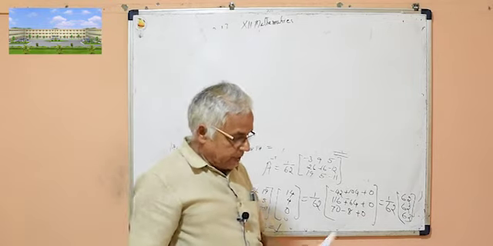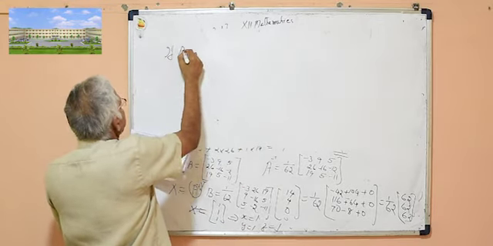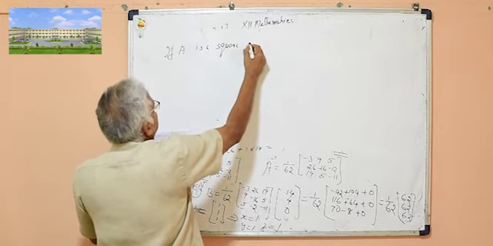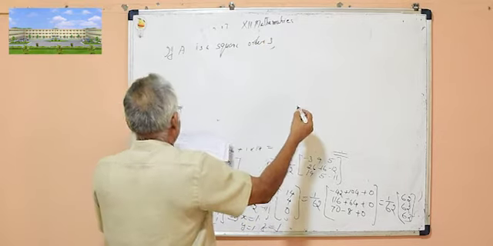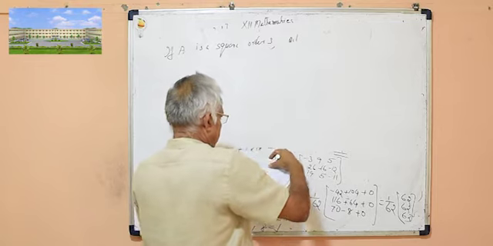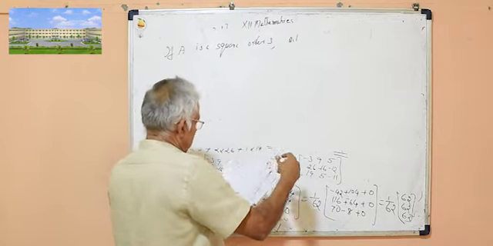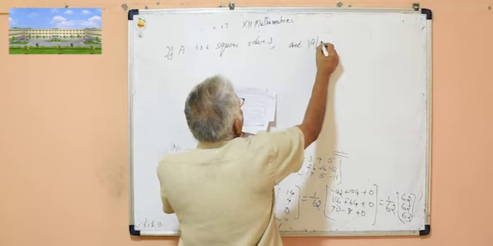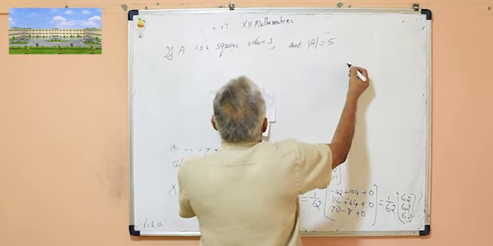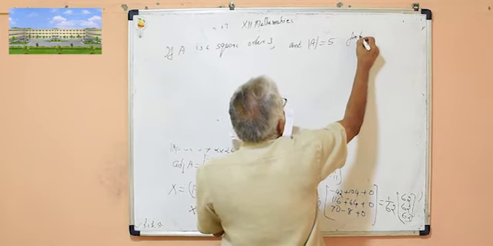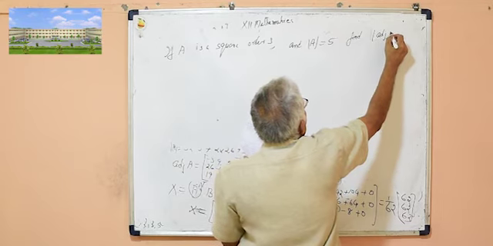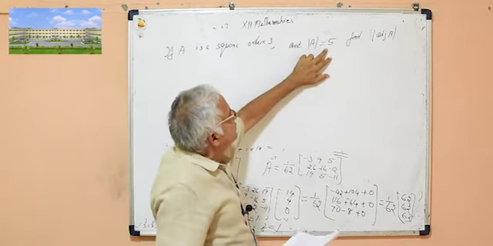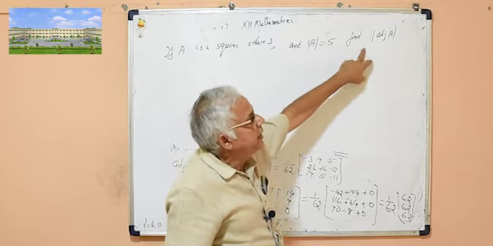Next question: A is a square matrix of order 3 and the determinant of A is equal to 5. Find the determinant of the adjoint of A.